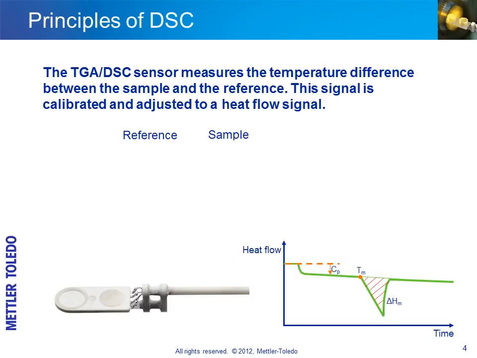The schematic curve in the lower right corner of the slide shows a typical melting peak. The curve provides valuable information such as the enthalpy of melting, the melting point, and the specific heat capacity. As in a dedicated DSC instrument, the heat flow is calibrated and adjusted at different temperatures using certified reference materials.